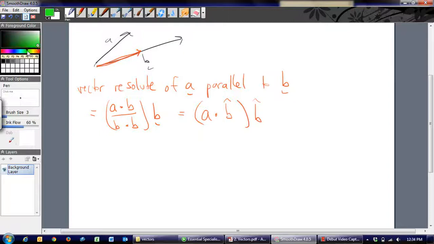Our second piece of the puzzle is this part here.